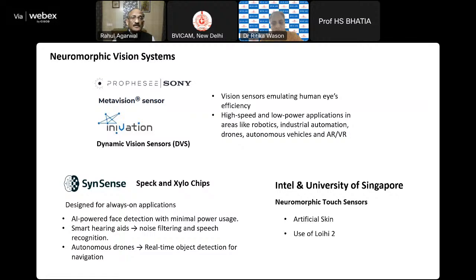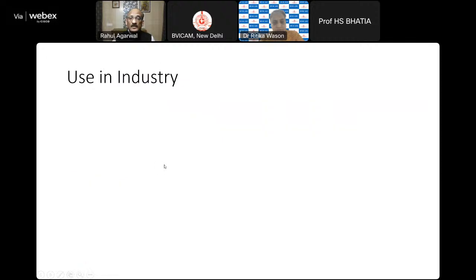Then Intel and the National University of Singapore are also collaborating, and they have introduced neuromorphic touch sensors, creating some kind of artificial skin by using the Loihi 2 processor. So again, these are various efforts which are happening in this field.